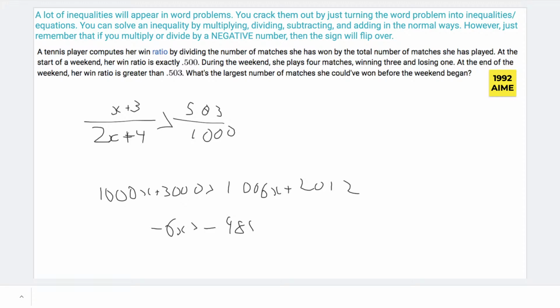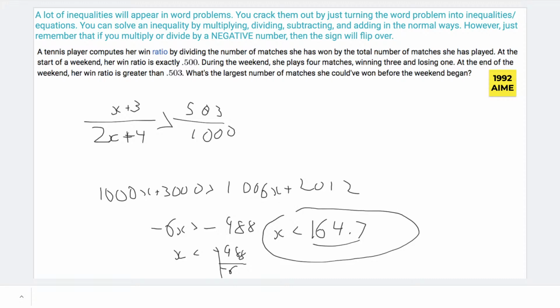Now clearly we need to divide both sides by negative 6 to get rid of the negative signs, and if you do so, the signs flip over. So now we need to compute this, and after you solve this, we see that the negatives cancel out, and 988 over 6 is a little more than 164. It's like 164.7, but x has to be less than this, and we want to find the greatest number x that is less than 164.7, which is clearly just 164.